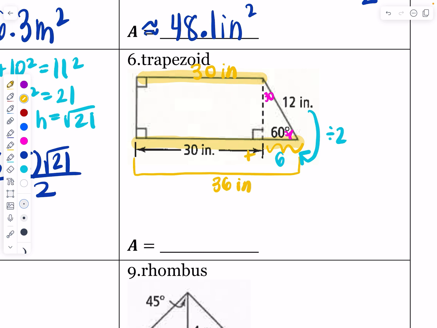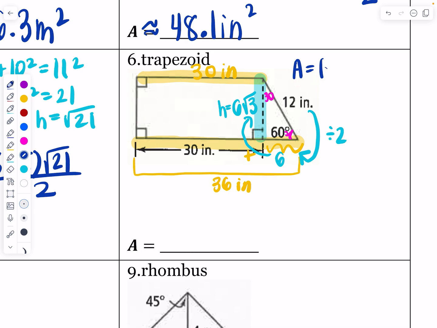What is the height going to be? The height between those two bases? Well, that is the long leg of my 30, 60, 90 triangle. So how do I go from my short leg to my long leg? I'm going to multiply times the square root of 3. So my height of this will be 6 root 3. So this one's probably the most complicated one we've done so far.